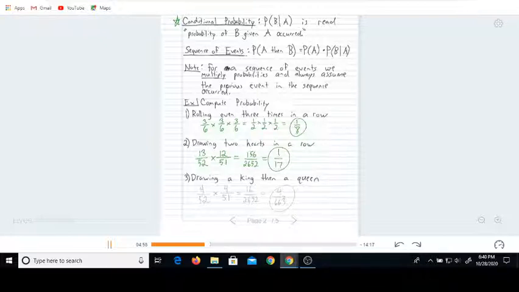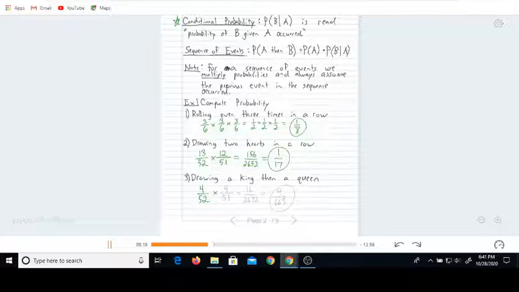Alright, what about drawing a king, then a queen? These are, again, dependent events. So we'll start with the king. What's the probability you draw a king? Well, there's 4 kings out of 52 cards. So that's the first draw. Now you always assume that that occurred. So pretend you took one of those kings out of the deck.